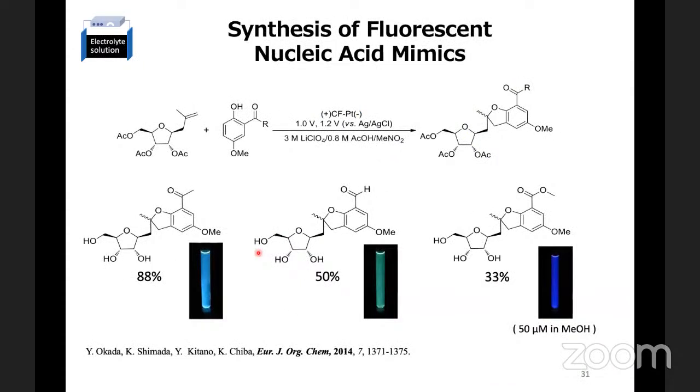The fluorescence resulting from forming the dihydrobenzofuran ring was applied, for example, to the synthesis of a unit of non-natural RNA that fluoresces. As shown in this figure, changing the substituent of the phenol derivative, the substrate for electrolytic oxidation, also changes the color tone of the fluorescence.